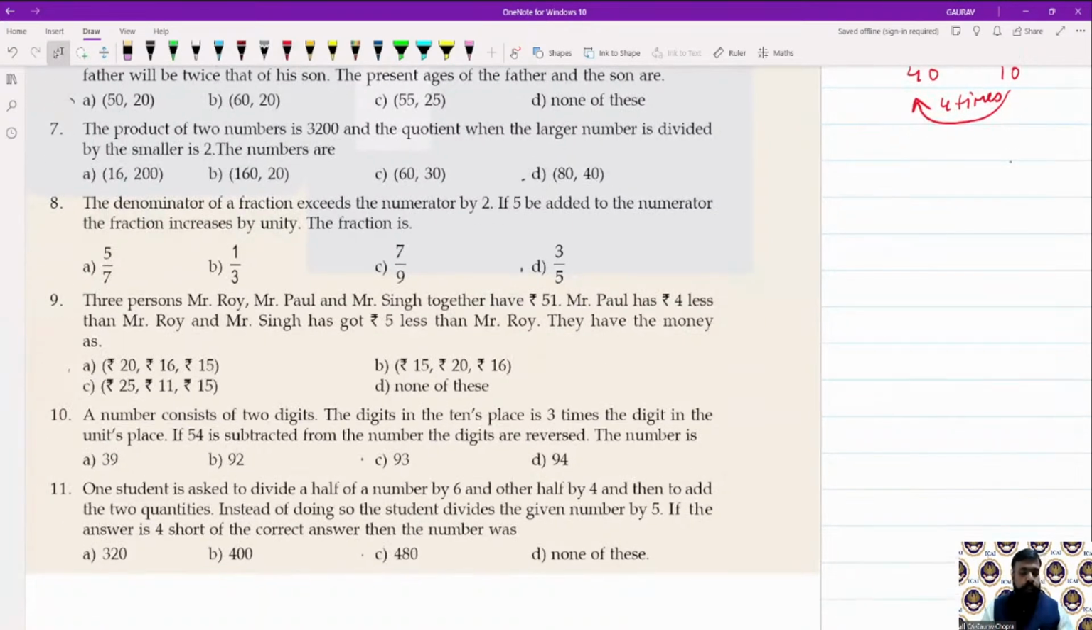So now, any doubt till here? Yash has given the answer also for question number 7. That's great.